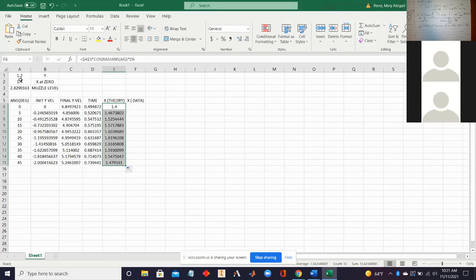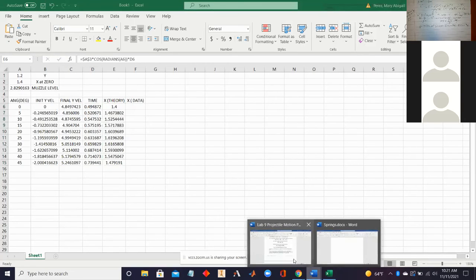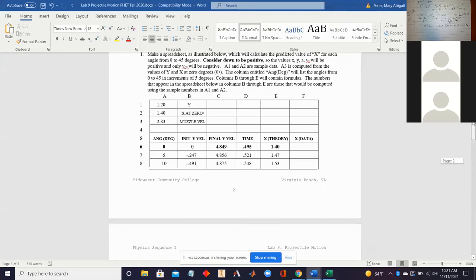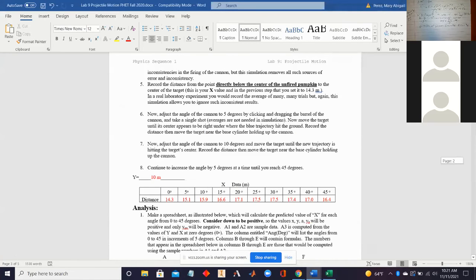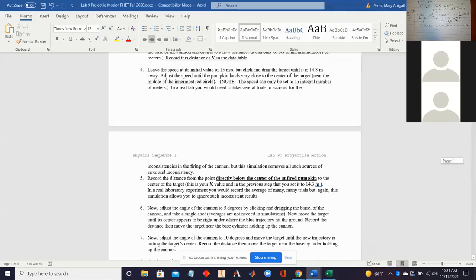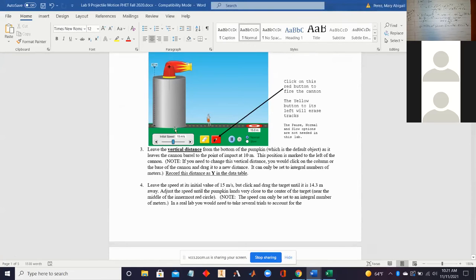So this is 10 and this is 14.3. Okay, real fast. I just wanted to make sure it's actually performing the experiment right with my data, because this one little part here confused me. It said leave the initial speed at 15, and then adjust the speed. So I did that, but then after it was 15, I just kept it at 10 and then I dragged the target to where it would hit.